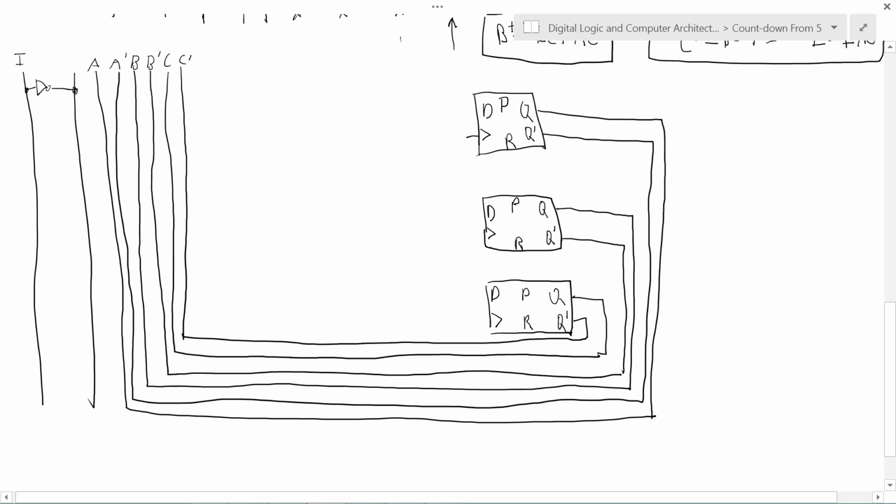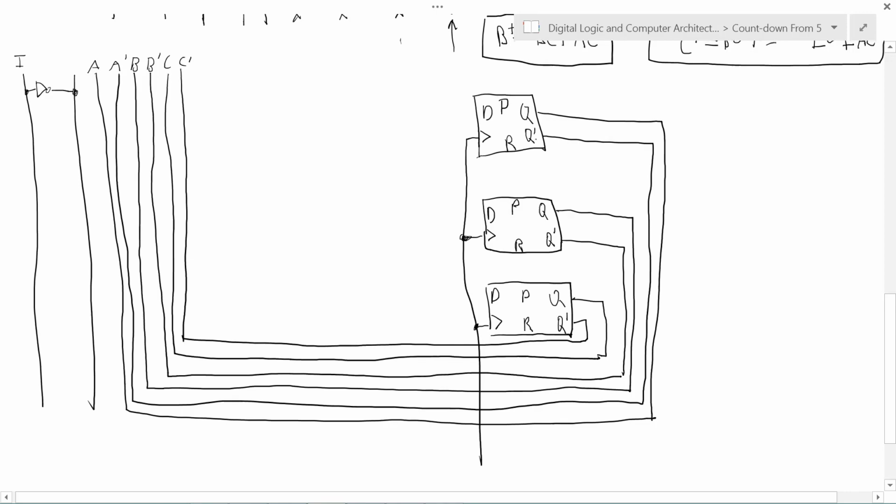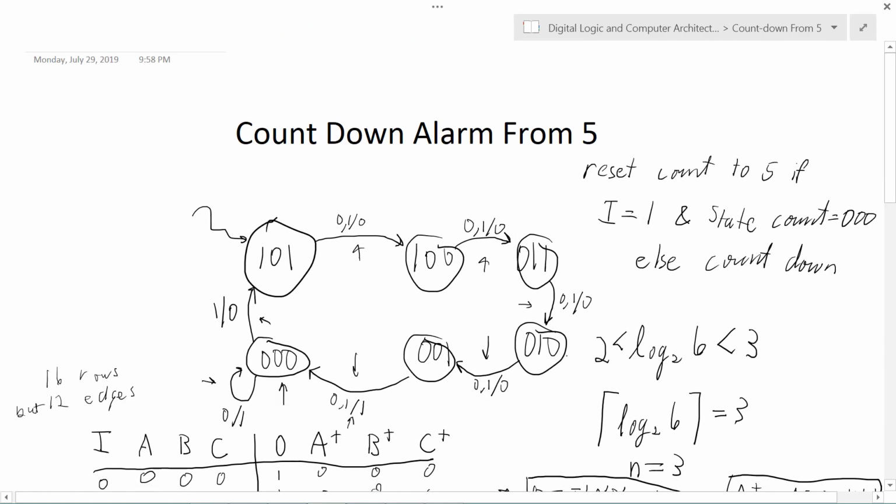Let's bring out our clock signal. And let's consider, what is our start state? Is it 0? No, it is 1, 0, 1.